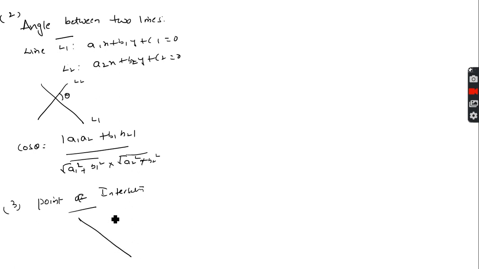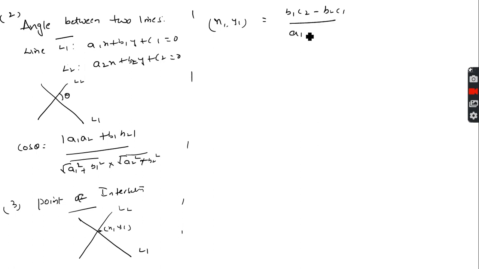That is, these two lines are intersected. This is L1 and L2. We need to find this point (x1, y1). So what is the formula here? x1 is equal to (b1 c2 minus b2 c1) by (a1 b2 minus a2 b1).